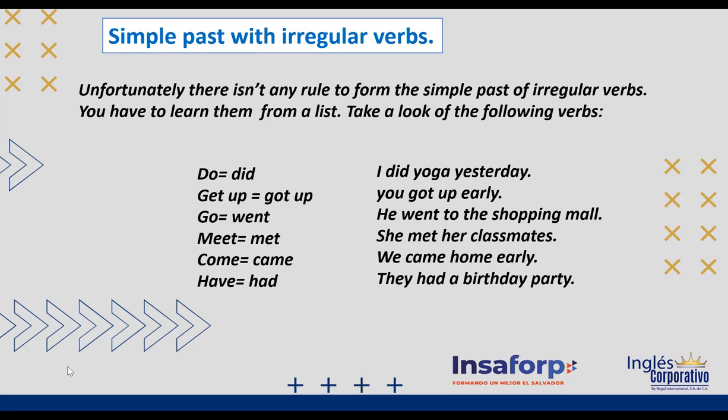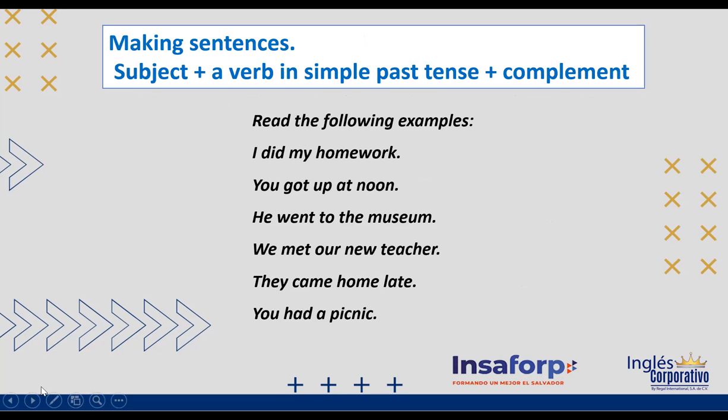So then, as you can see, every single verb has its form to make it in past. Cada uno tiene su forma para hacerlo en pasado. Let's see how to make sentences. We are going to follow this structure to make sentences. It is the same with regular verbs. We need a subject, a verb in simple past tense, plus a complement.